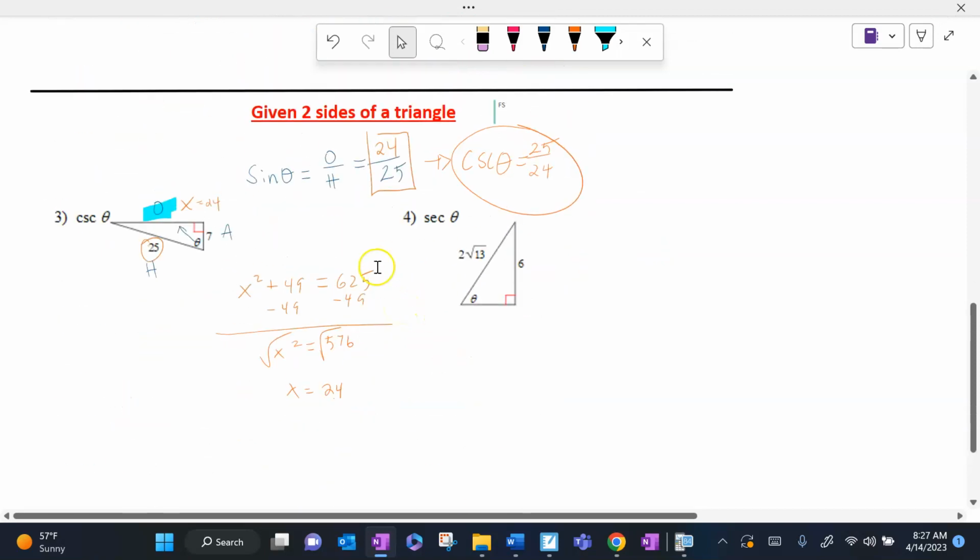So I'd like you guys to try 4, 5, 6. Take a minute, see what you can do. And then, of course, there'll be a little more practice after this.